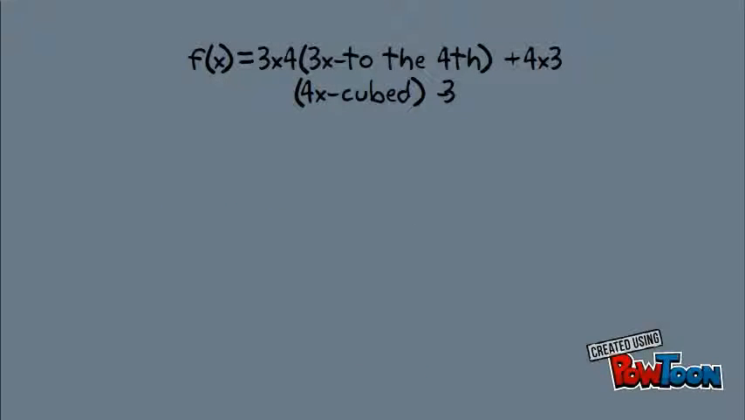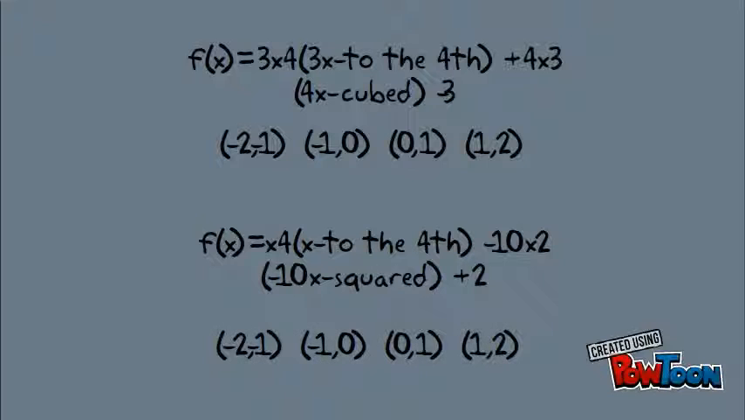Now that you have learned what the intermediate value theorem is, and you've learned how to use it, complete these two polynomials for practice. f(x) = 3x^4 + 4x^3 - 3, and f(x) = x^4 - 10x^2 + 2.